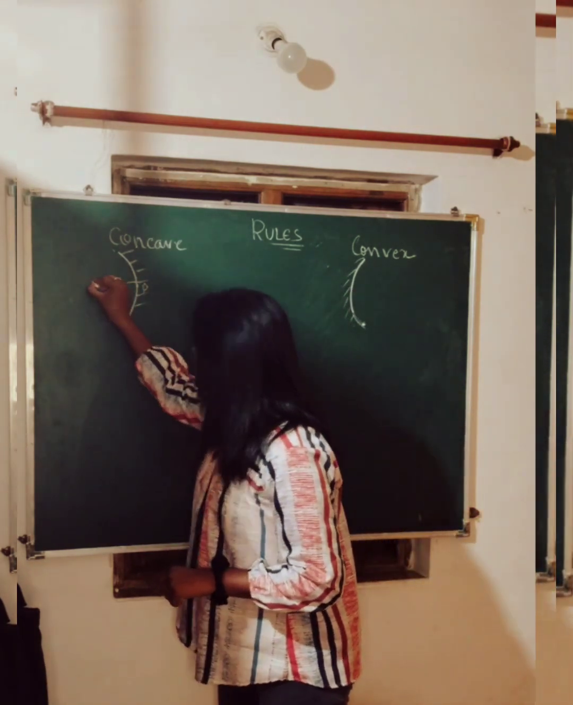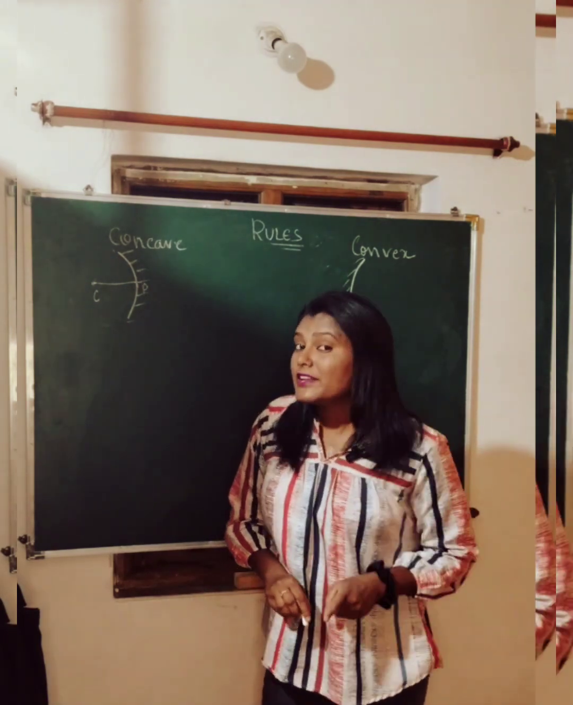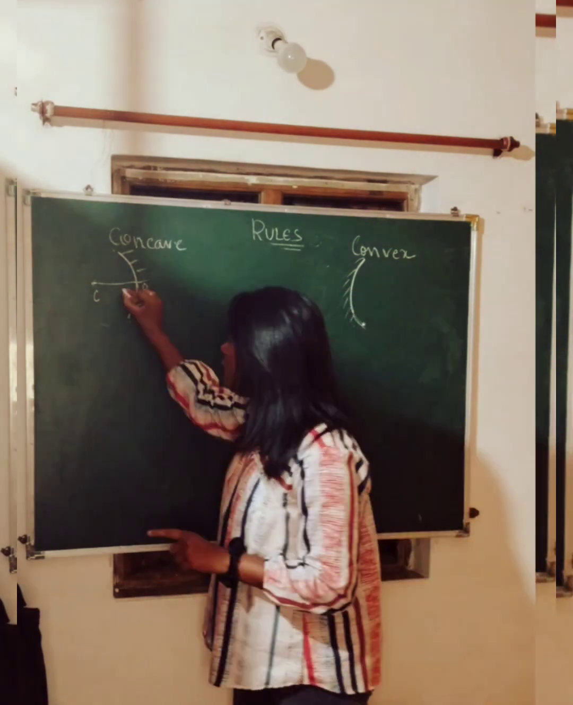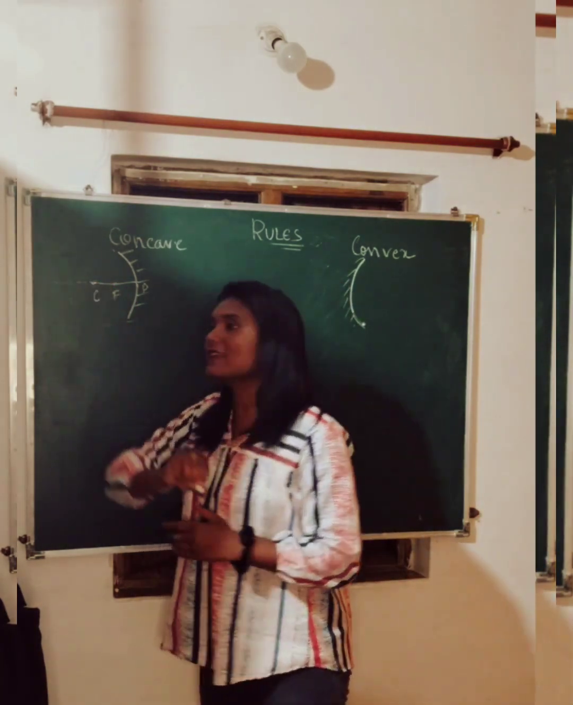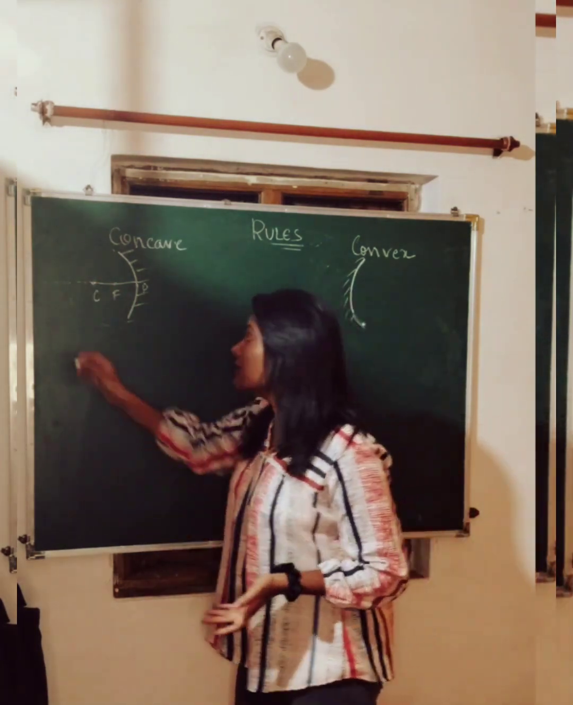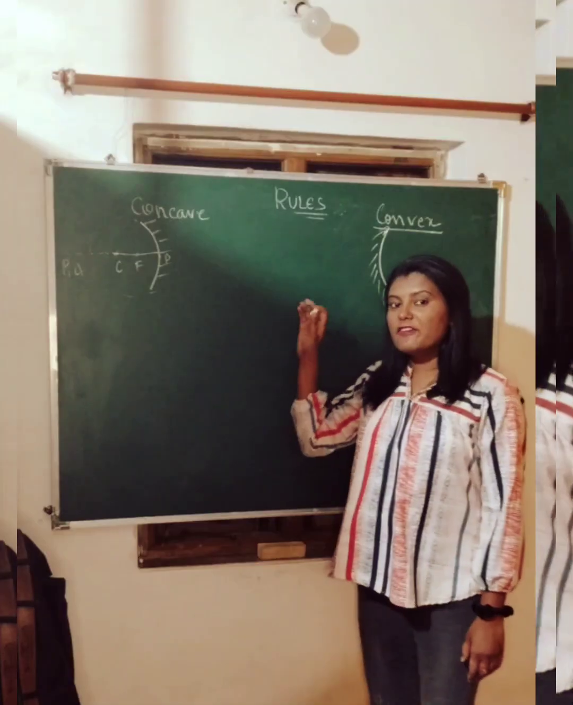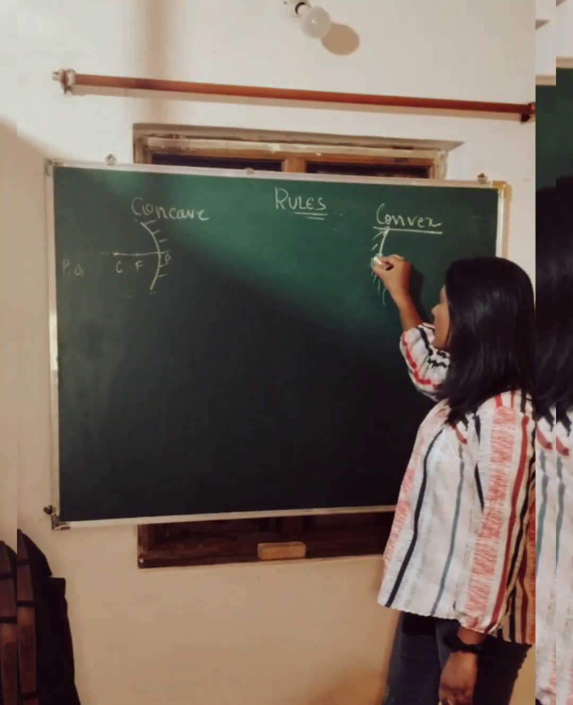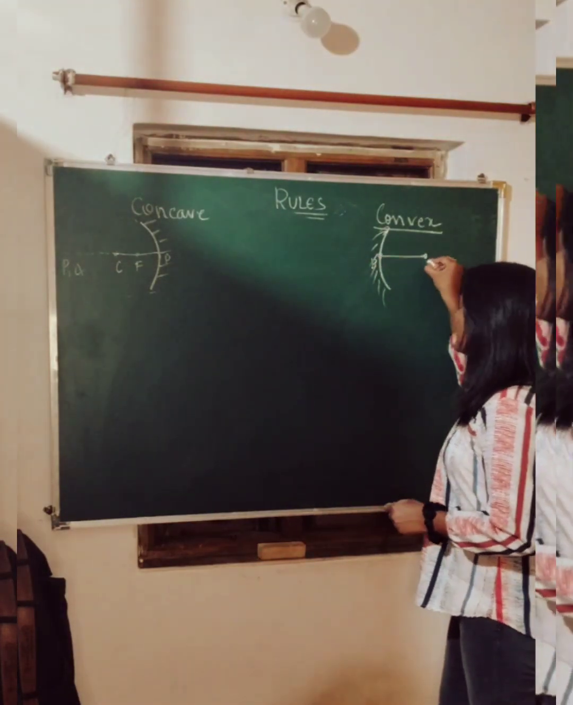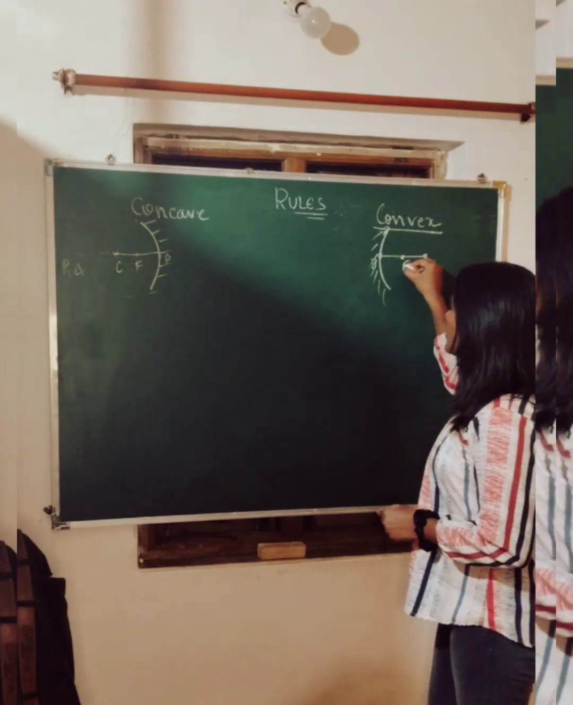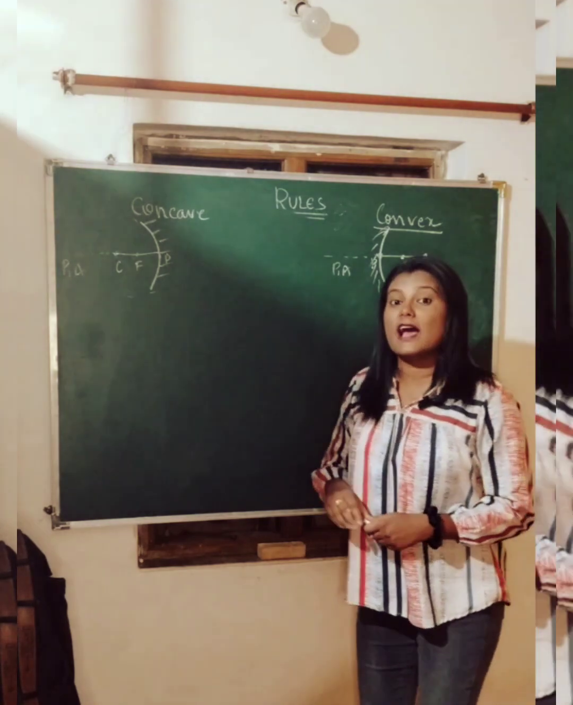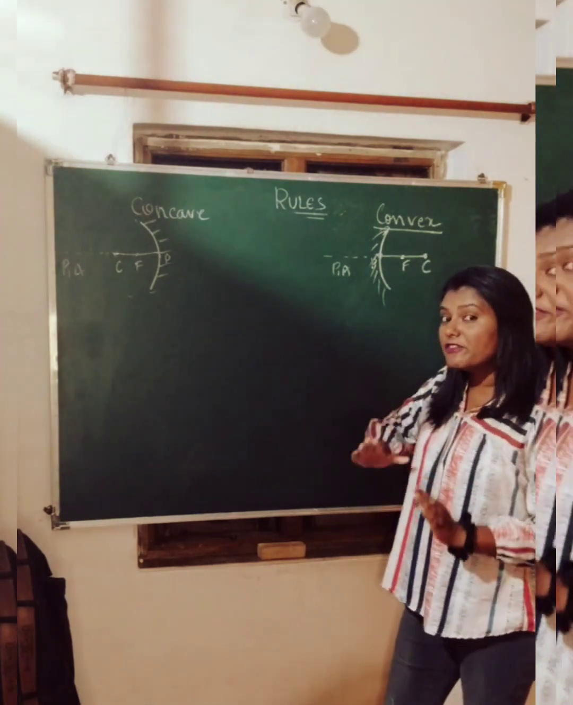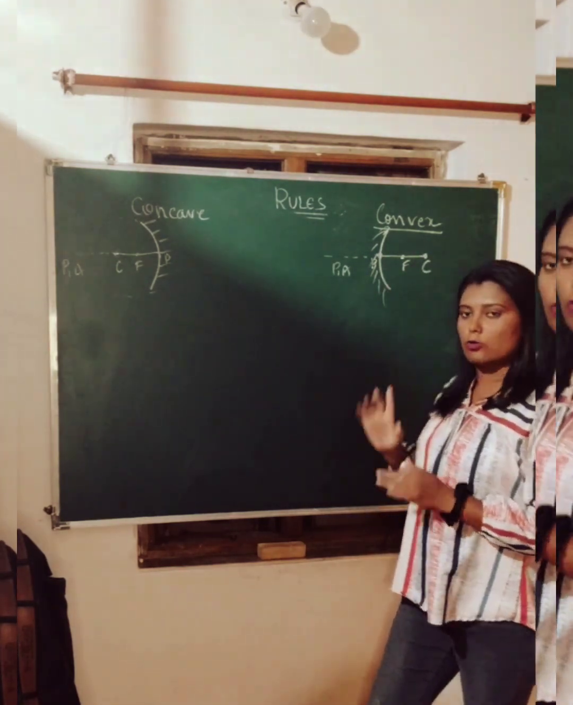Let me join these points. Where the reflected rays meet, that is nothing but the focus point. Let me extend this line. If I extend this line, that is nothing but the principal axis. If you consider convex mirror, this is going to be your pole, this is going to be your center of curvature, and this is going to be your focus point. If I extend this line, this is going to be your principal axis. As I already told you, the reflecting surface for convex mirror will be outwards.